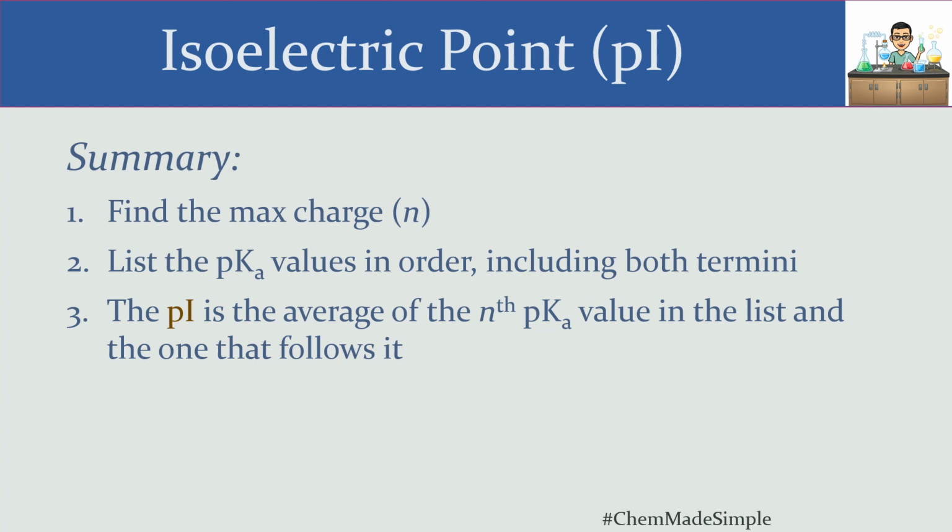So in summary, what you want to do is find the maximum possible charge, and you're going to get that from histidines, arginines, and lysines, and add 1 to those to account for the N-terminus. List the pK values in order, including the value for both the C- and the N-terminus, and then your isoelectric point is going to be the average of the nth pKa. Depending on your charge, find that value, and then the one after that in the list, take those two numbers and average them out.